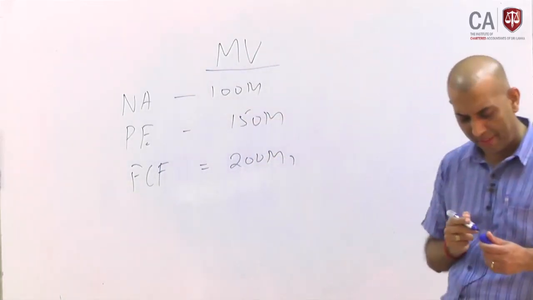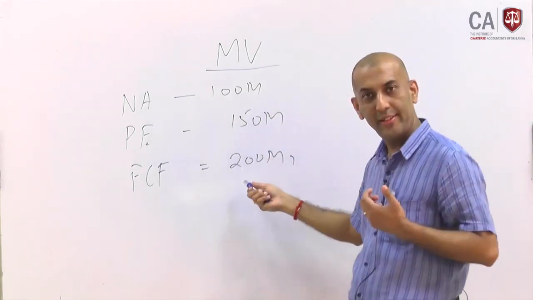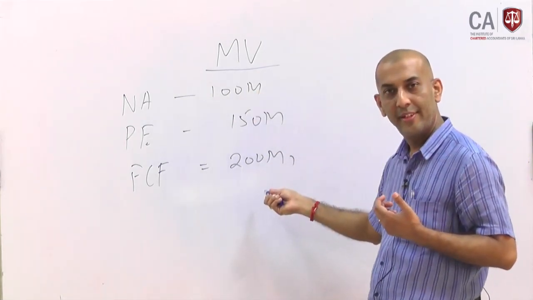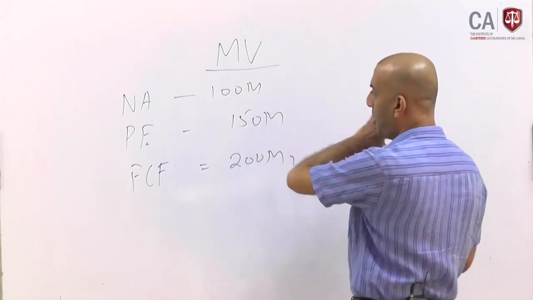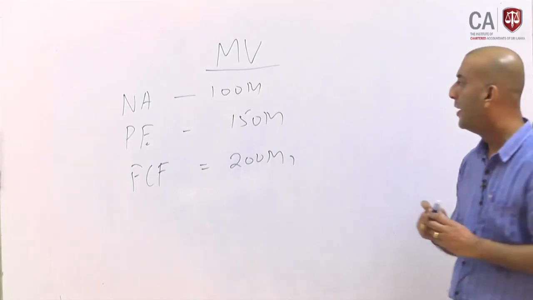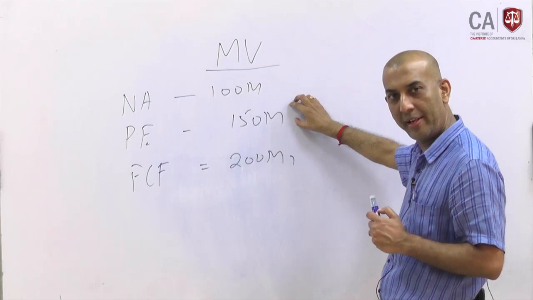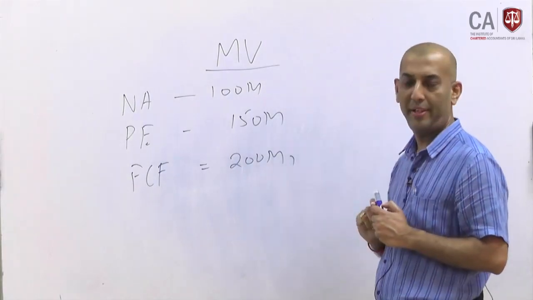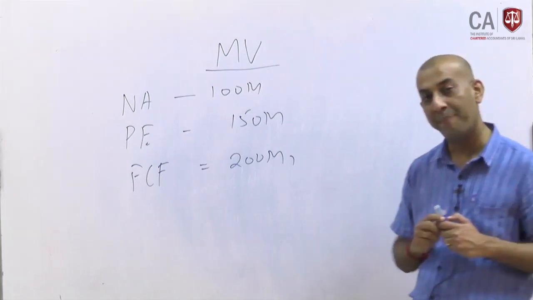So what is the value of this company? Same company, different methods of valuation, different values. Please note, you are talking about buying a controlling stake in the company. Net asset basis gives you 100 million, PE method gives you 150 million, free cash flow gives you 200 million. So now as an investor, you need to decide what's the value.